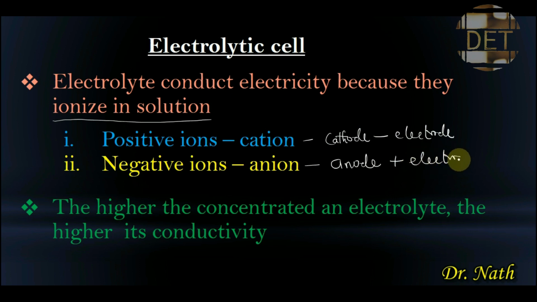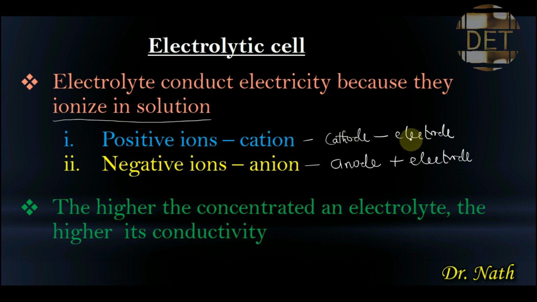So don't confuse this with the cations and anions. Anode is the positive electrode, cathode is the negative electrode. Cations are the positive ions, while anions are the negative ions. So they kind of look opposite. Cation, cathode: negative electrode, positive ion. Cations are positive ions, cathodes are negative electrodes.